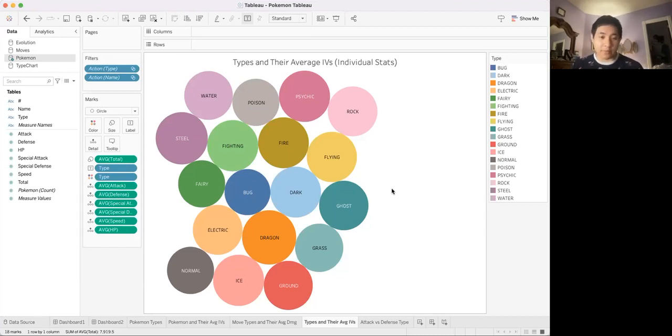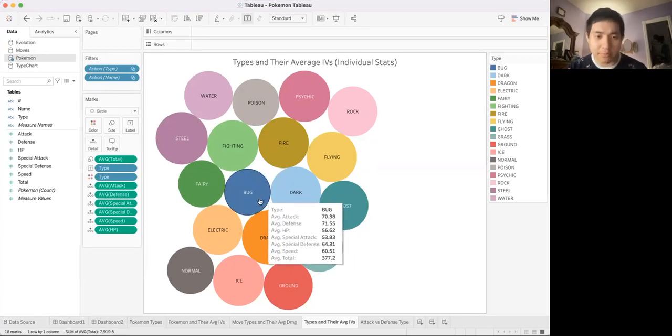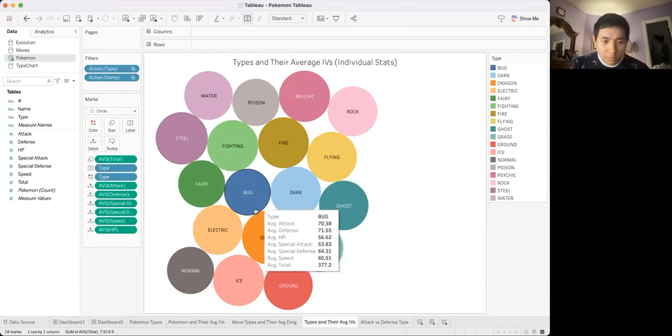The size of the Pokemon is according to their average stats, like so. I think Bug has the lowest out of the common stats right there.